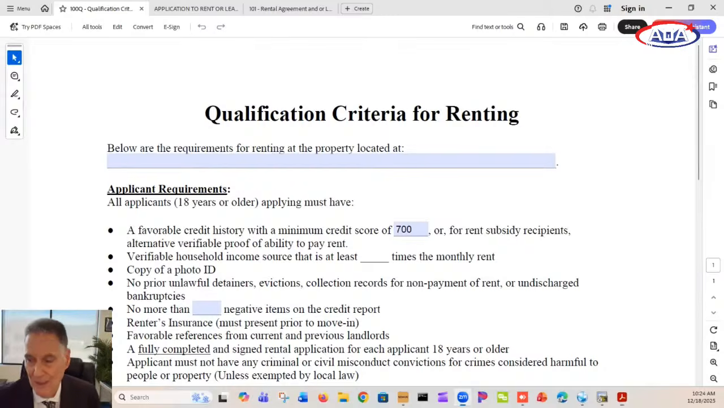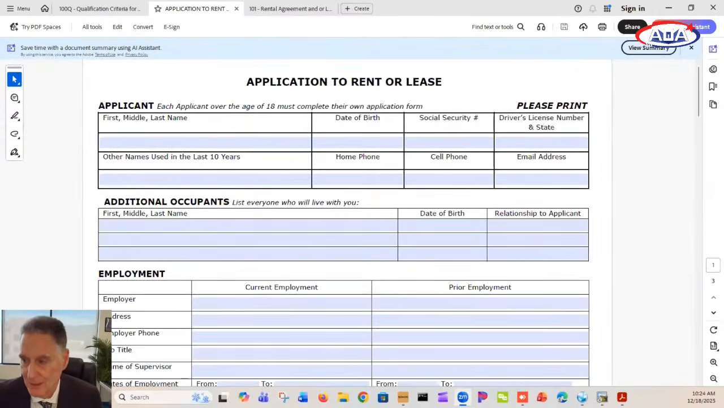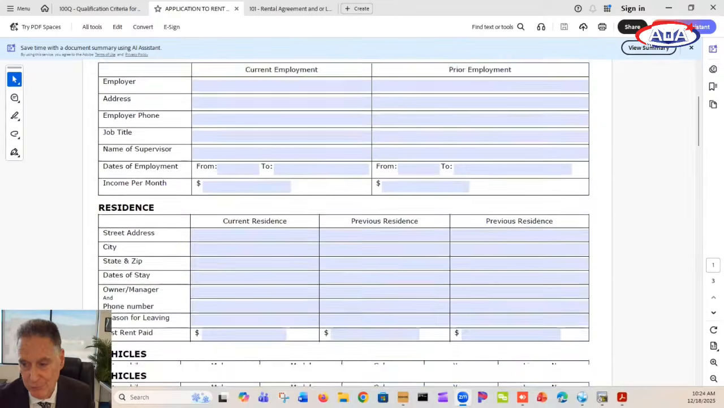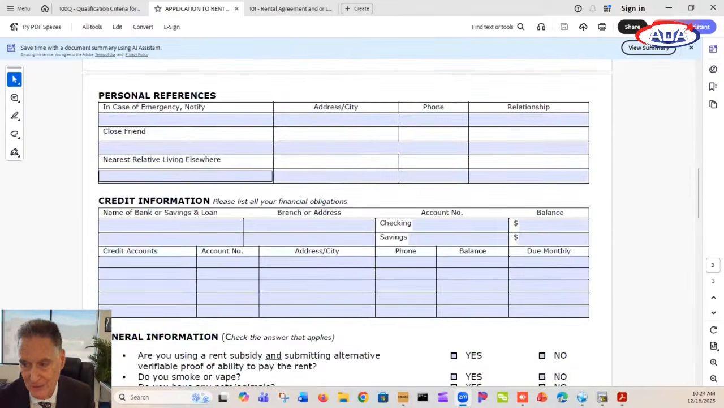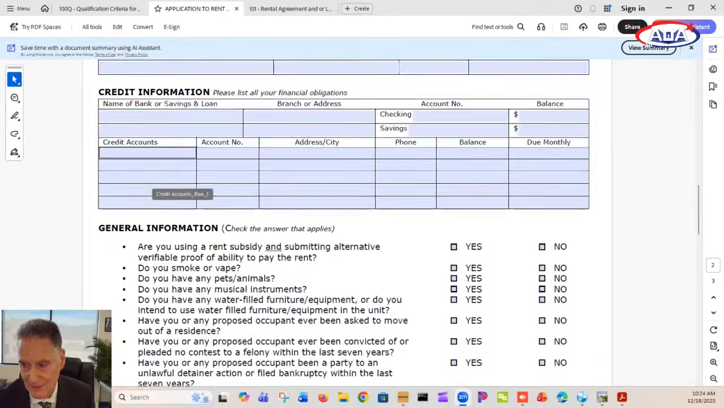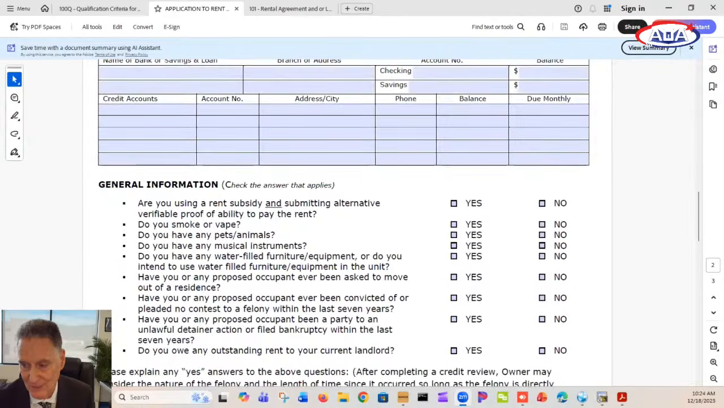Okay, here is the AOA application. Again, it's an excellent form. You're going to have them fill out this form. Again, you can get this from the AOA website if you are a member. And it lists everything from employment, their residence, their vehicles, personal references, credit histories, and a whole bunch of questions that they have to answer.